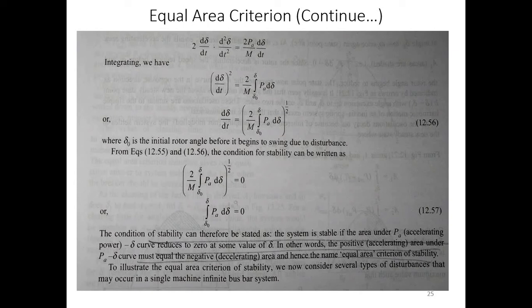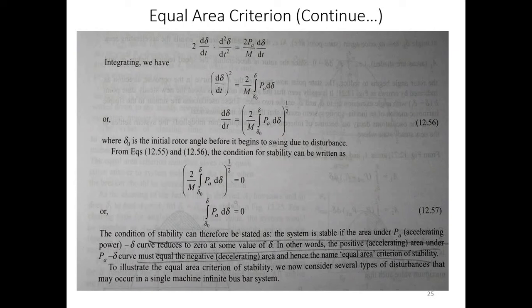And here del 0 is nothing but the initial rotor angle before it begins to swing due to the disturbance. So from this equation, the condition for stability can be written as (2 upon M integration del 0 to del Pa d del) raised to 1 half is equal to 0, or it can be given as integration del 0 to del Pa d del is equal to 0. So this is the final equation.